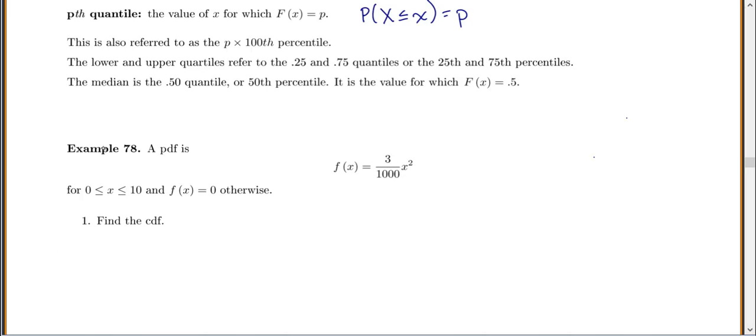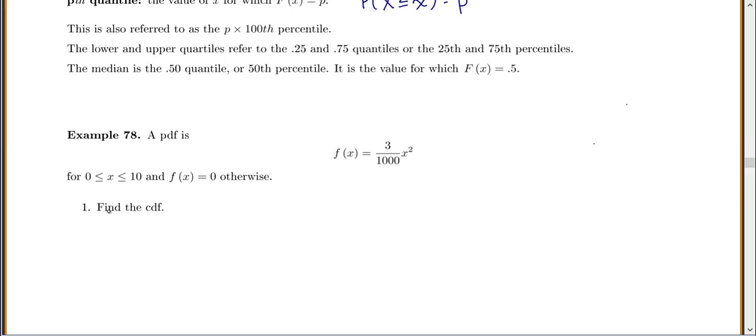So with that in mind, let's try this. Example 78: a PDF is f(x) = 3/1000 x squared, where x can go from 0 to 10, otherwise it's 0. First, find the CDF. The CDF is always easier to use when working with percentiles.